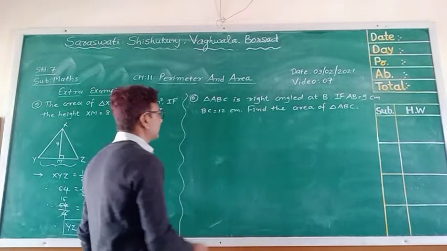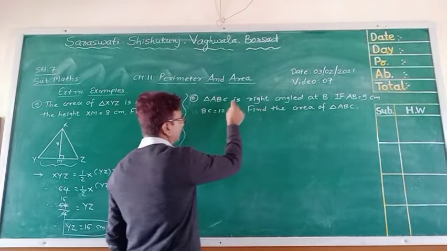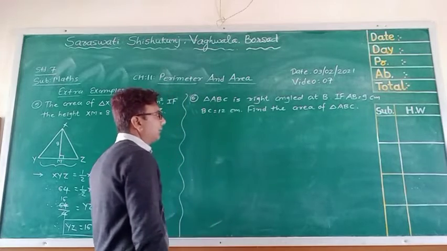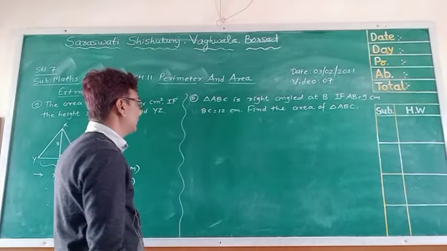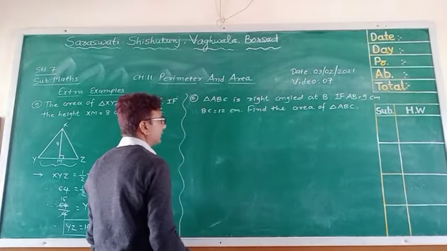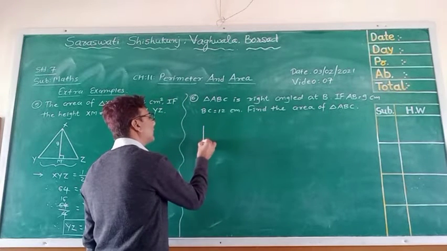Now in sum number 6, triangle ABC is right angled at B. If AB equals 9 cm and BC equals 12 cm, find the area of triangle ABC. So first we will draw a right triangle.